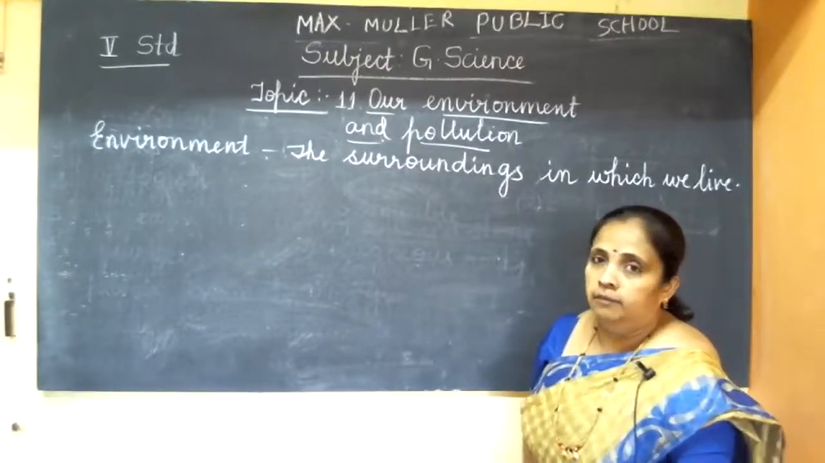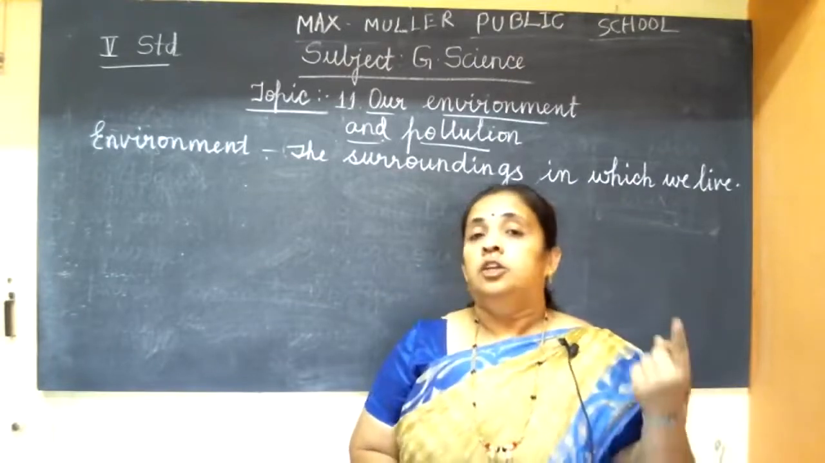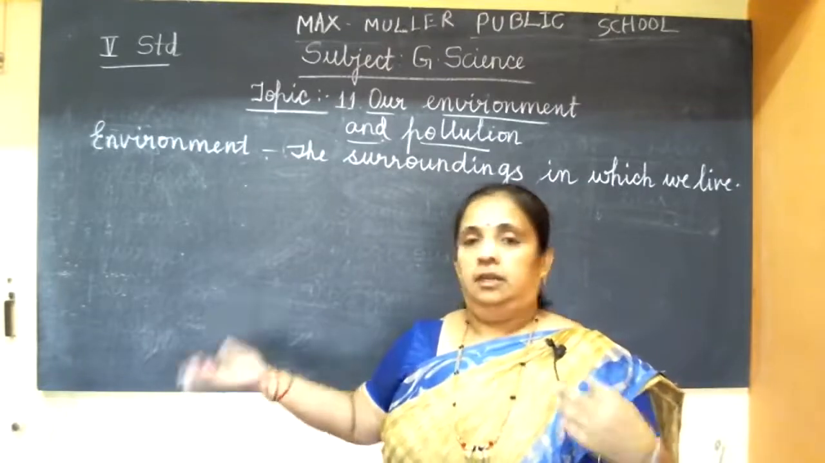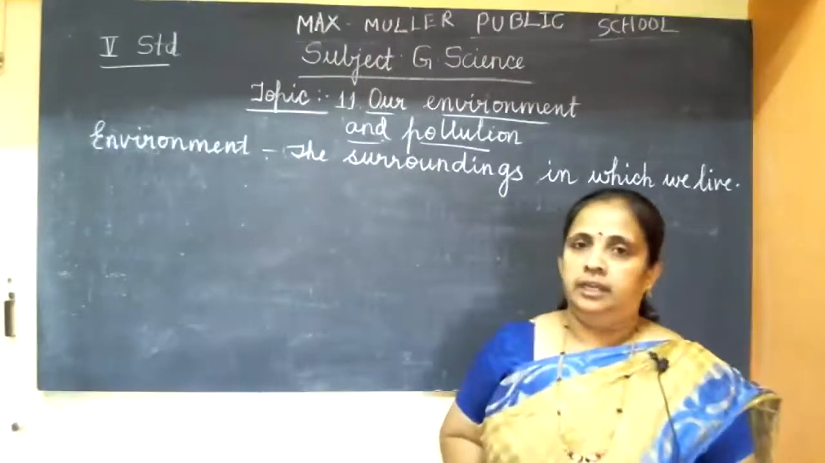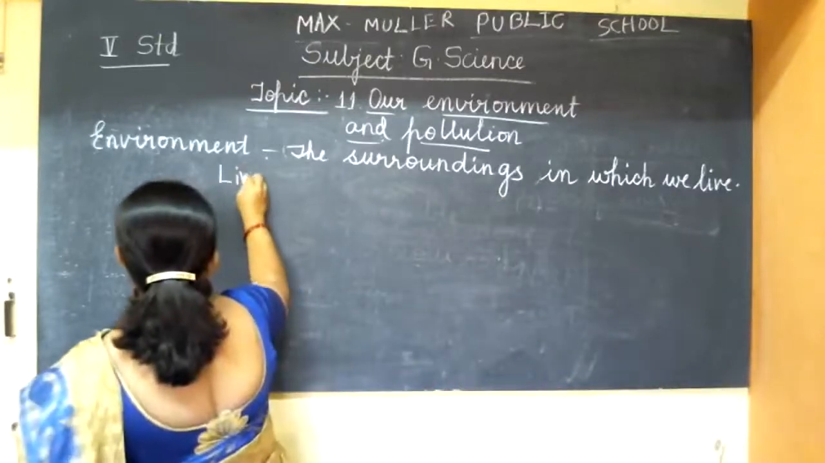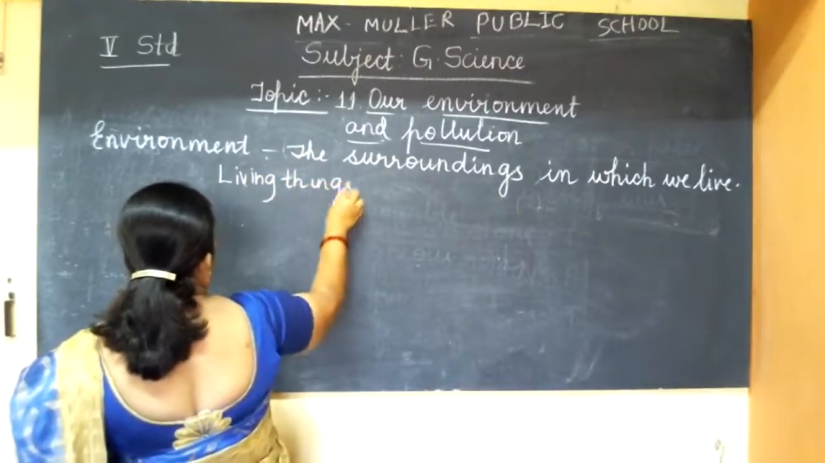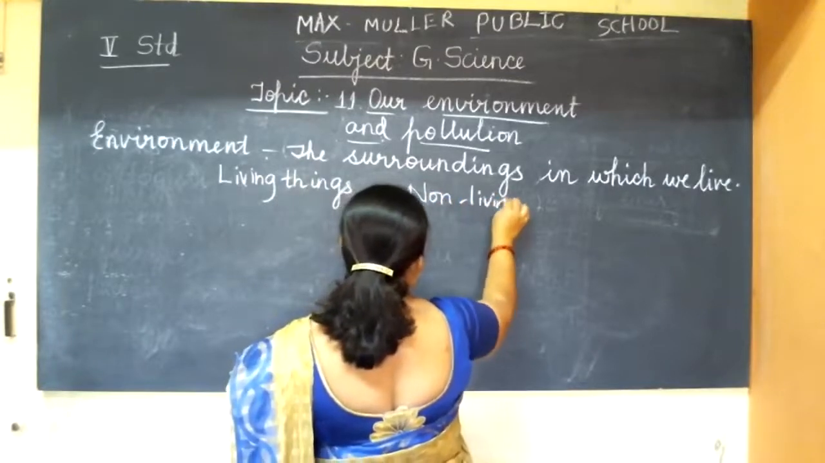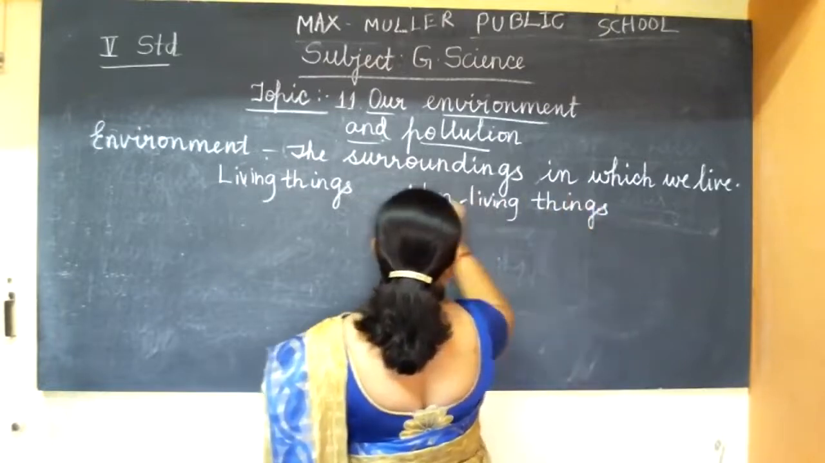Yes. So in that environment, I listed so many things. You can see the buildings, your house, plants, animals, vehicles, as I said. So many things you can see in the environment. So that includes living things and non-living things.